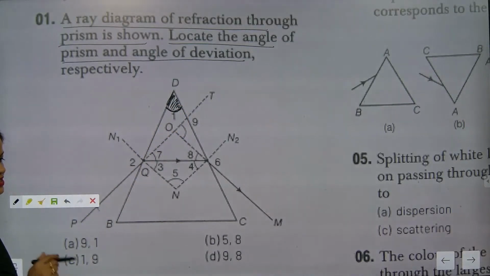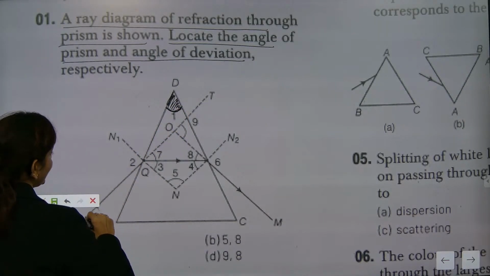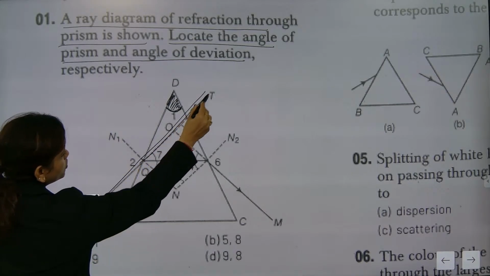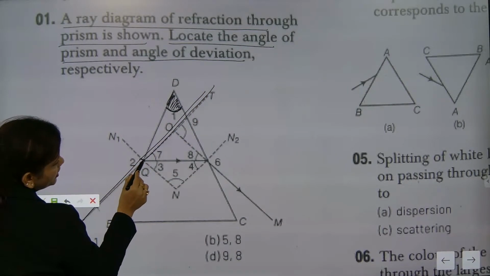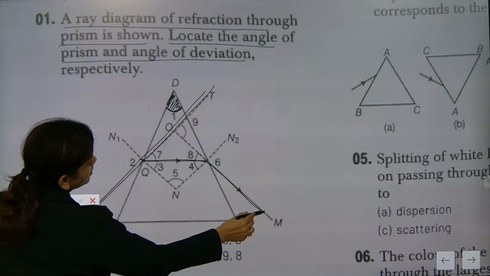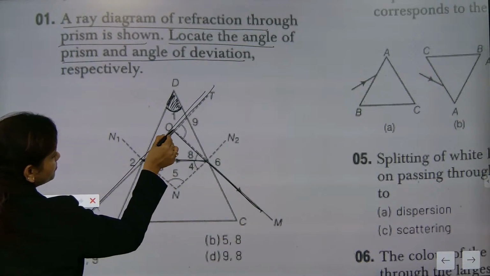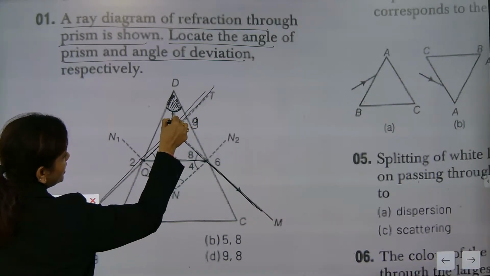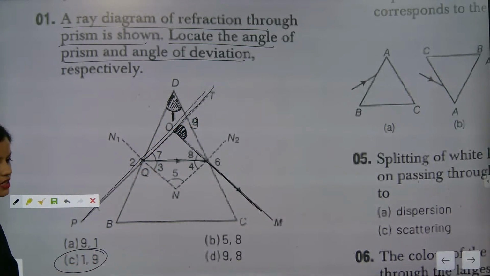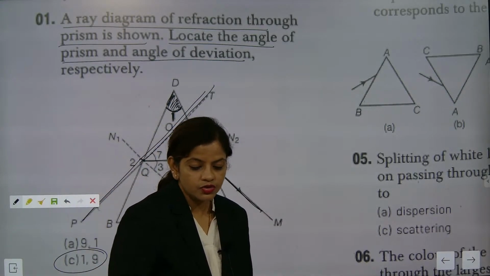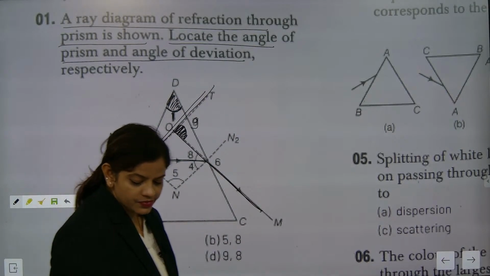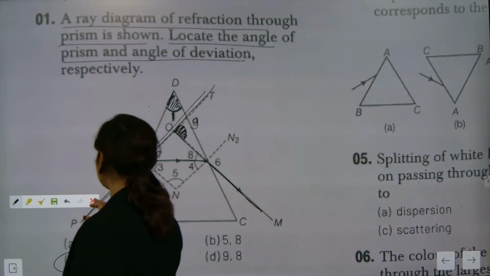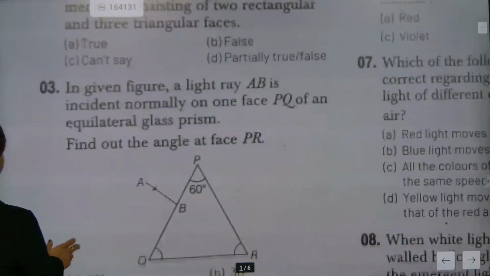And where is the angle of deviation? See, the light ray was supposed to go like this, but it got deviated like this. It is supposed to go like this, but it got deviated in this part, and then it is coming out. In the back side, it is meeting at this point. So this will become the deviation angle. So this is angle of prism and angle of deviation, and C is the correct answer. Those who have given C, you are absolutely correct. Let's go for the next question.